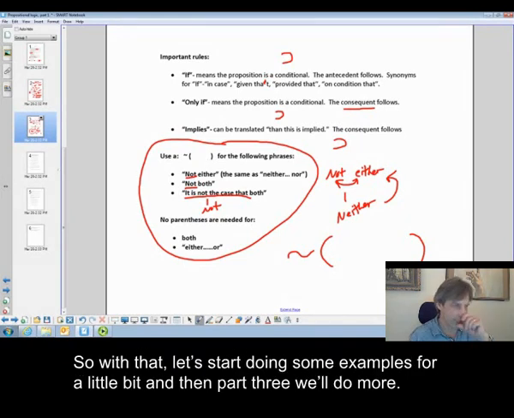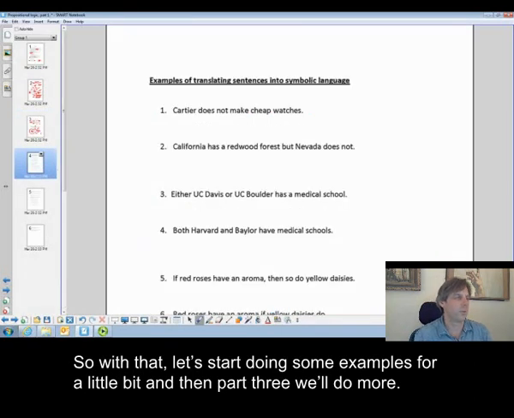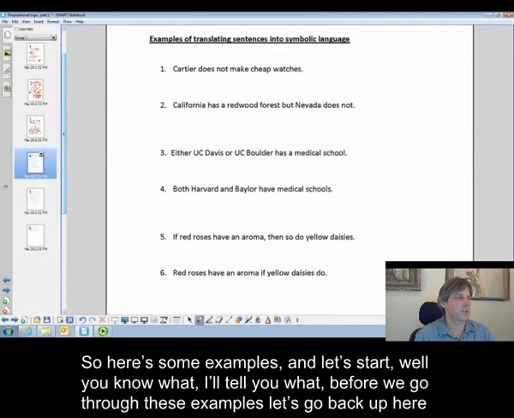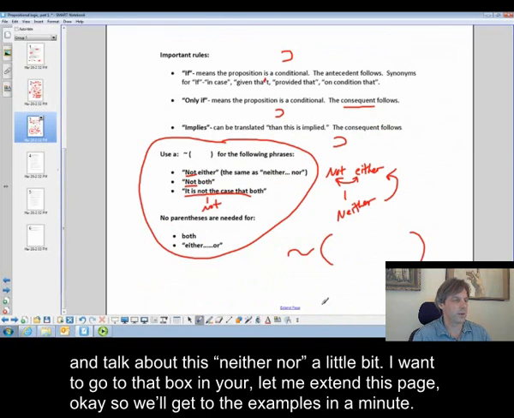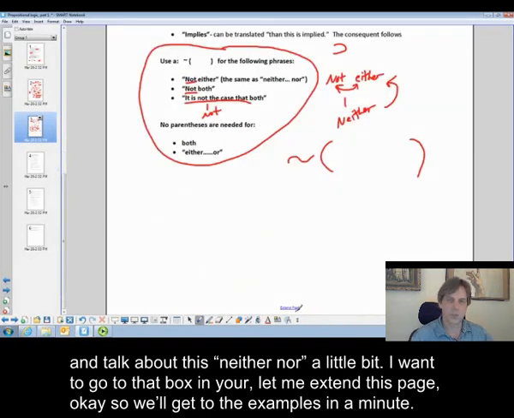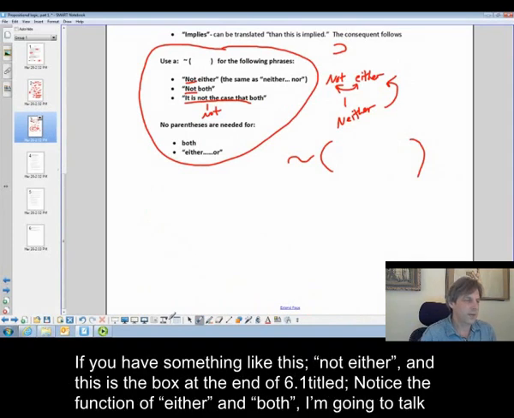Okay, so with that, let's start doing some examples for a little bit, and then we'll do more in part 3. Before we go through these examples, let's go back up here and talk about this neither nor a little bit. I want to go to that box in your book. Okay, so we'll get to the examples in a minute. If you have something like this, not either, and this is the box at the end of 6.1 titled Notice the Function of Either and Both, I'm going to talk about these.